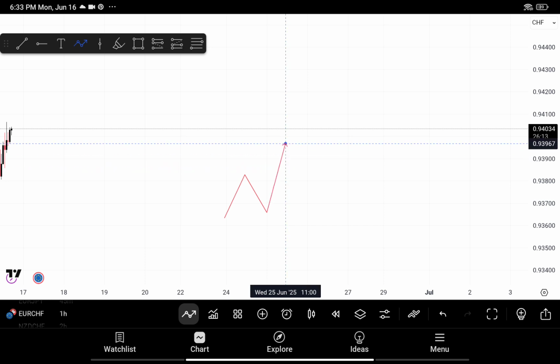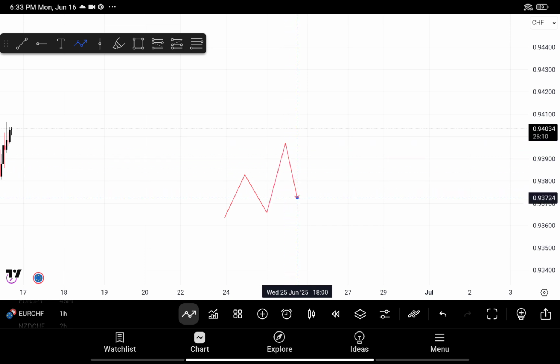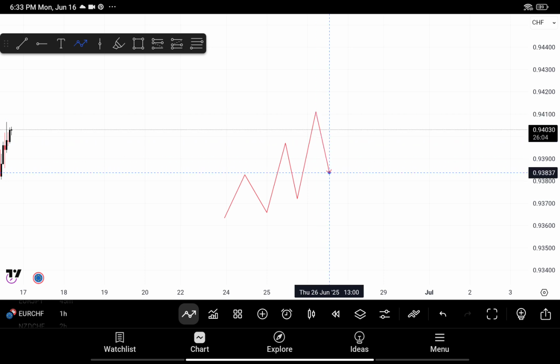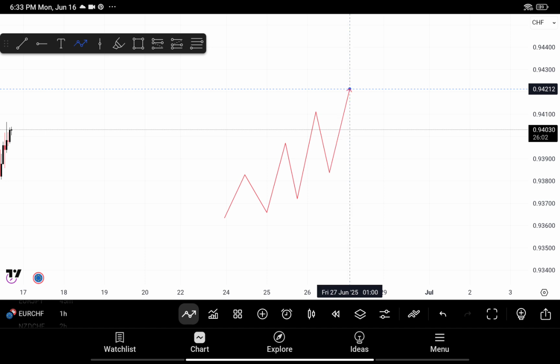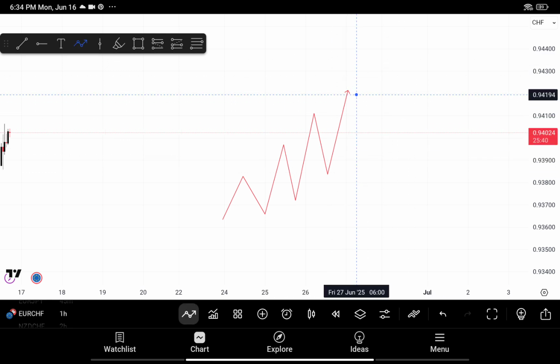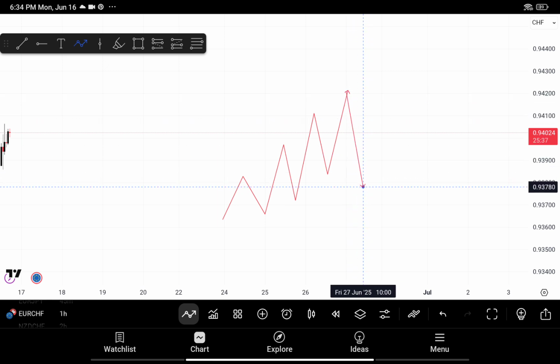A pullback to protect that low and another break of structure. A pullback to protect that low again and another break of structure. But if you see that this last low here is not protected anymore, the only way you know that it's not protected is when it actually broke structure to the downside.